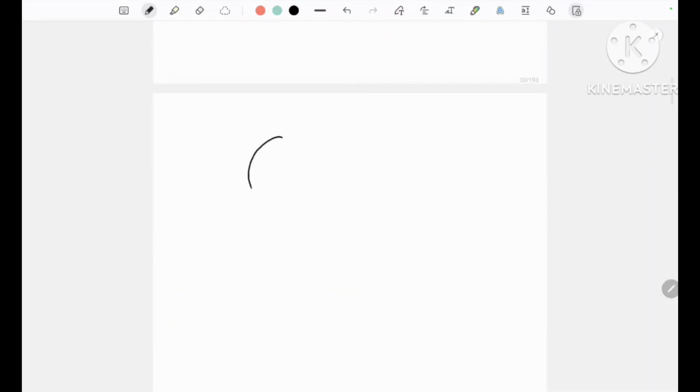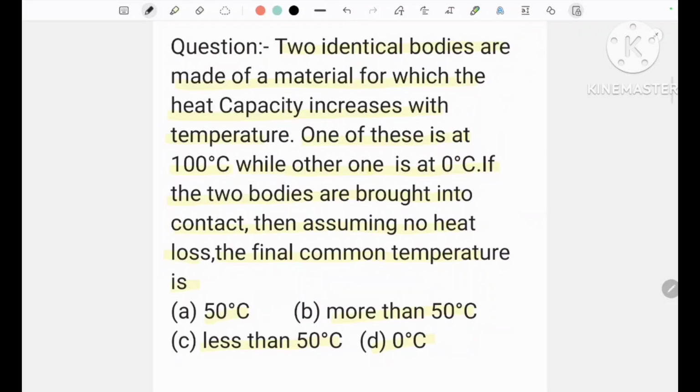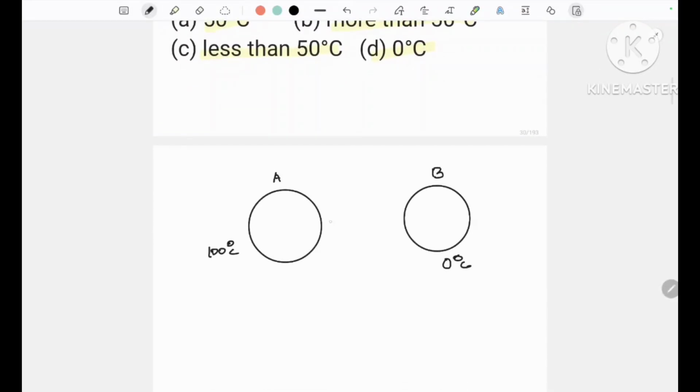Suppose two bodies are body A and body B. Initial temperature of body A is 100 degree centigrade. Initial temperature of body B is 0 degree centigrade. Now, they are brought in contact. Final temperature of these bodies becomes T degree centigrade.